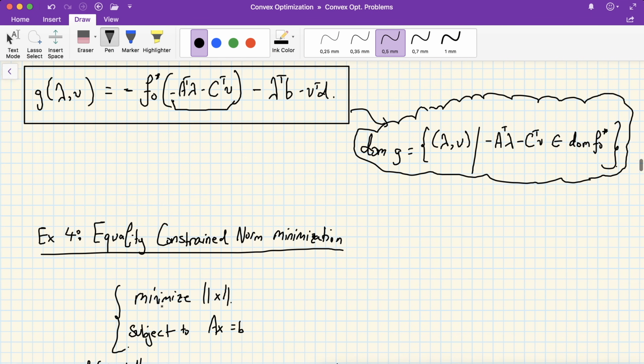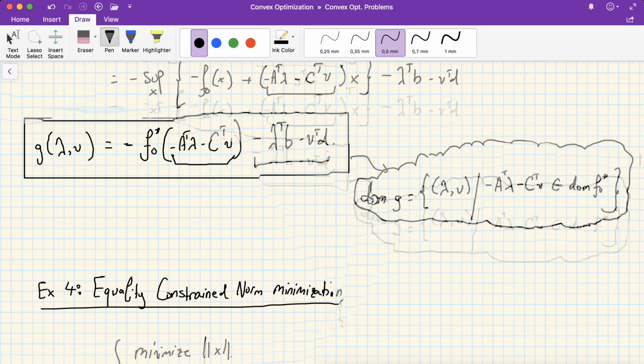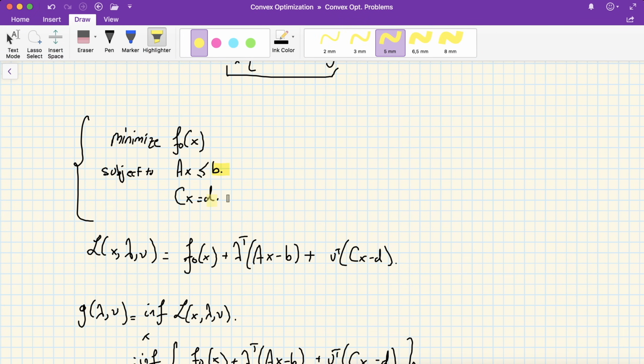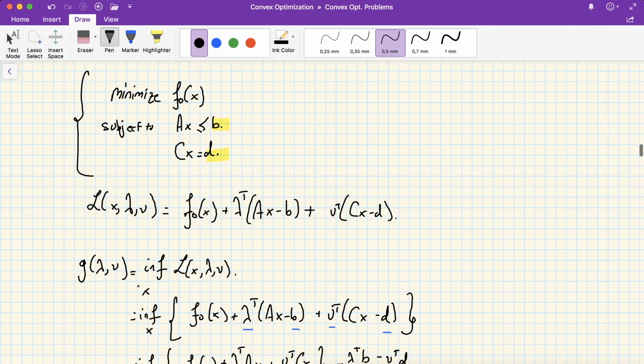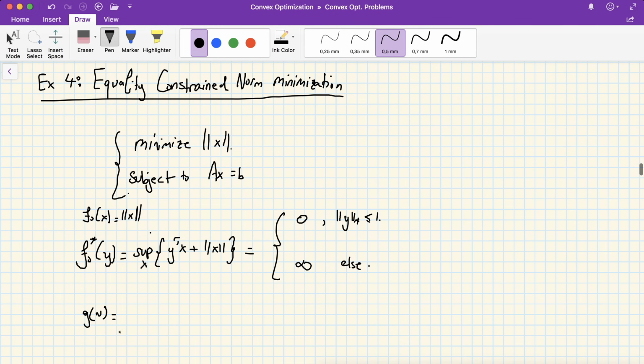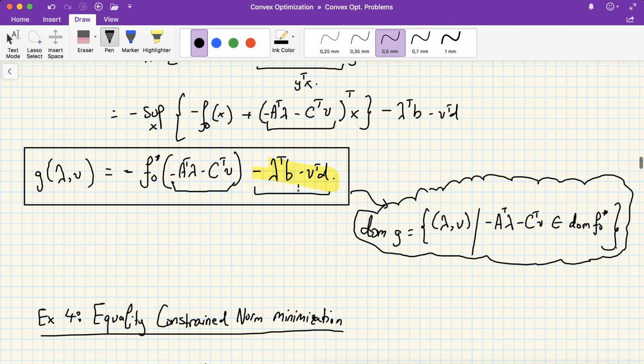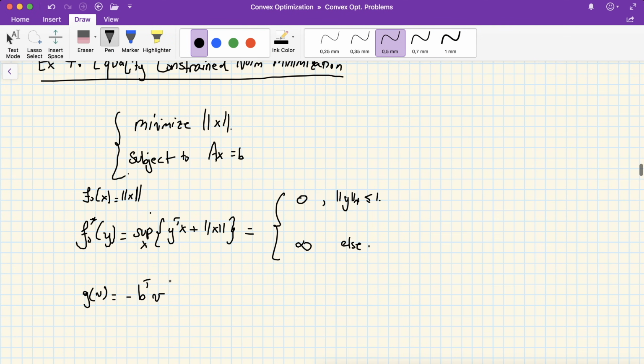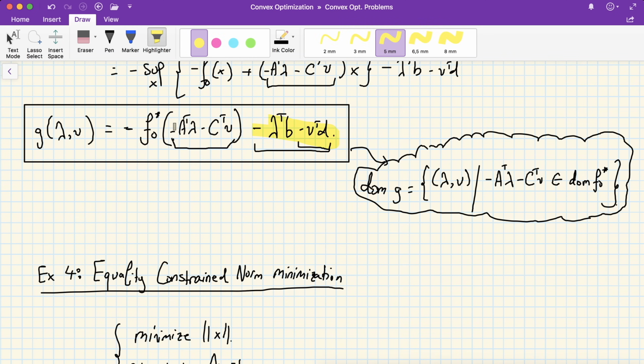So you've got those terms popping out from the right-hand sides of the inequality and equality constraints respectively. In this problem, I've only got equality constraints, so I've got the minus B transpose mu, that is only this term right here, and a minus f0 conjugate of minus A transpose mu. That comes from this term right here.